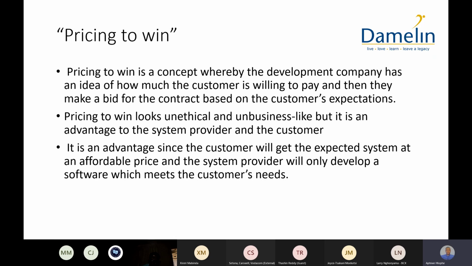Okay, so people say pricing to win looks unethical and unbusinesslike, but it is an advantage to the system provider and the customer. Okay, it is an advantage since the customer will get the expected system at an affordable price, and the system provider will only develop software which meets the customer's needs. Yes, client companies act in secrecy, but service providers get that information. It's all a pricing game. It's all a game, and everybody wants to win at the end of the day.